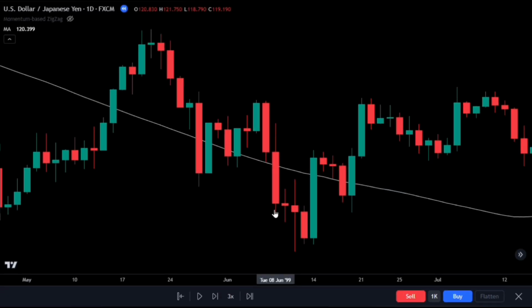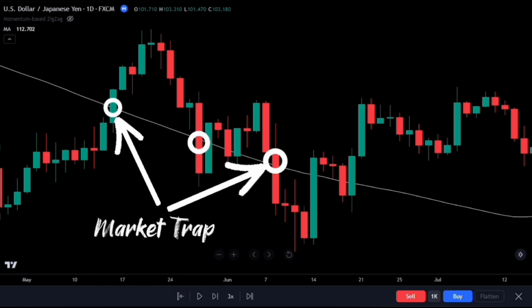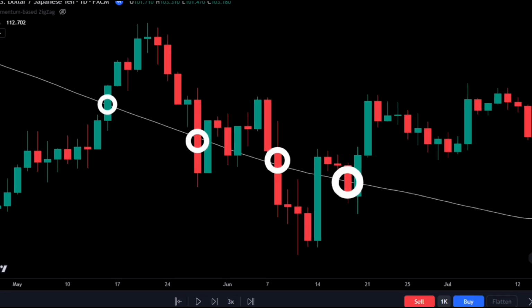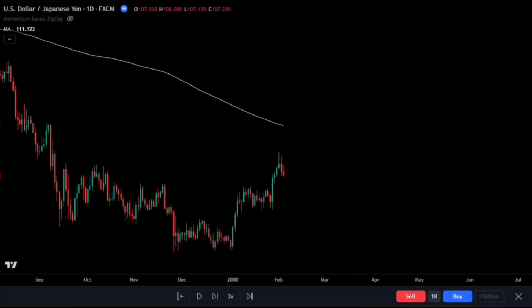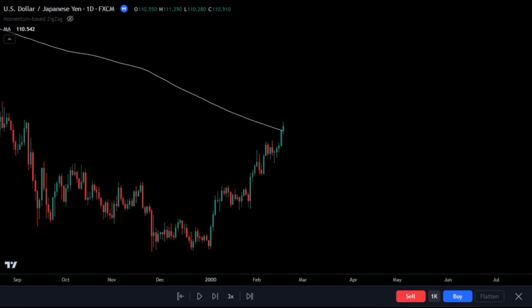Most times, we see price action retest this moving average multiple times, making it hard to predict if the price would go up or down. In this example, we see price action break above the moving average.